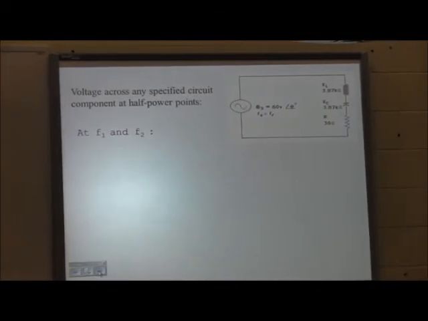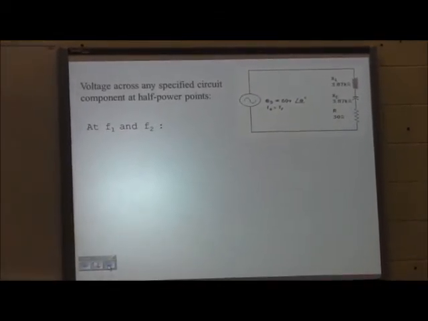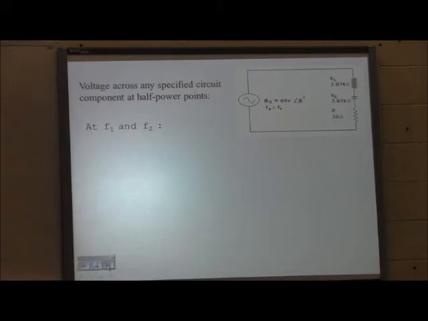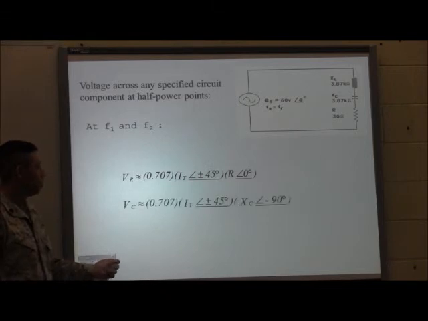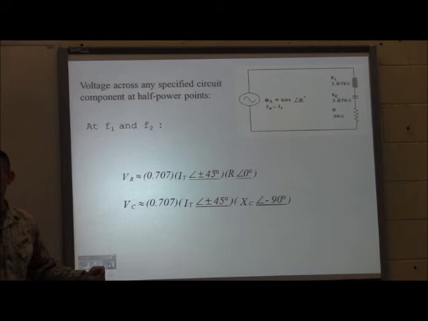All right, the voltage drop across any specified circuit component at the half-power points: if you have the current at F1 and at F2, which is 0.707 times the current, or divided by 1.414, the square root of 2, it's going to get you the same thing.